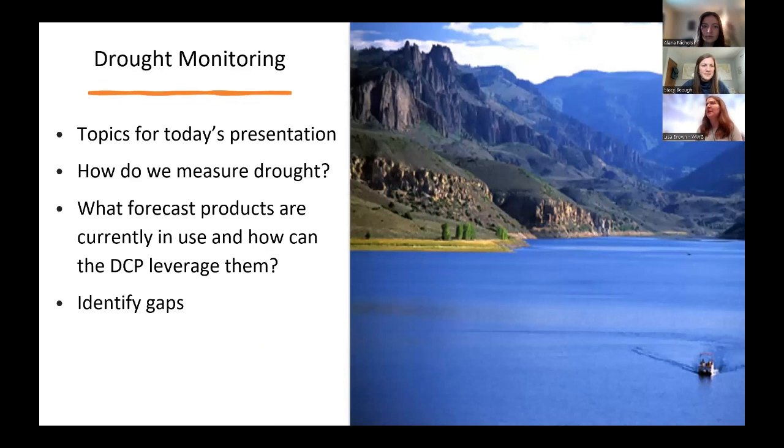Keep going. So drought monitoring is really that question of how do we measure drought? What are the forecast products that are currently in use and how can the DCP leverage them? And then identifying gaps in either our information by location or by time. So that's the layout for the presentation today.